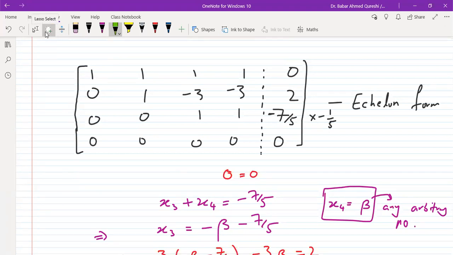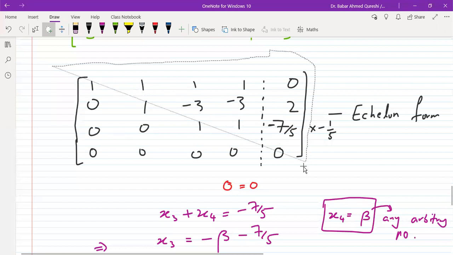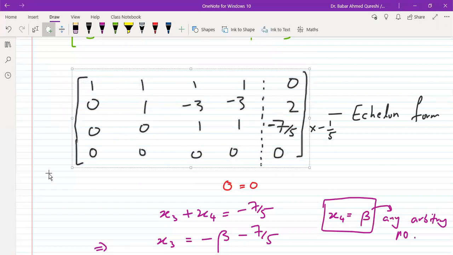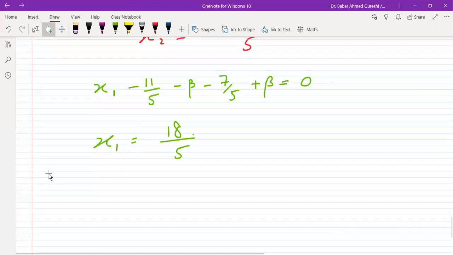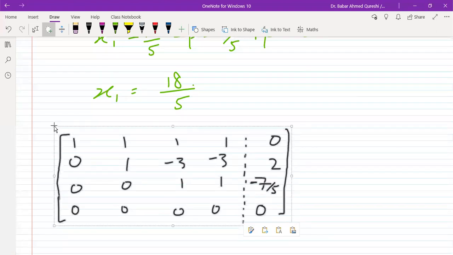So instead of doing back substitution by hand the way I just did, this time I'm going to take this echelon form of the matrix and make it reduced echelon. Any question?